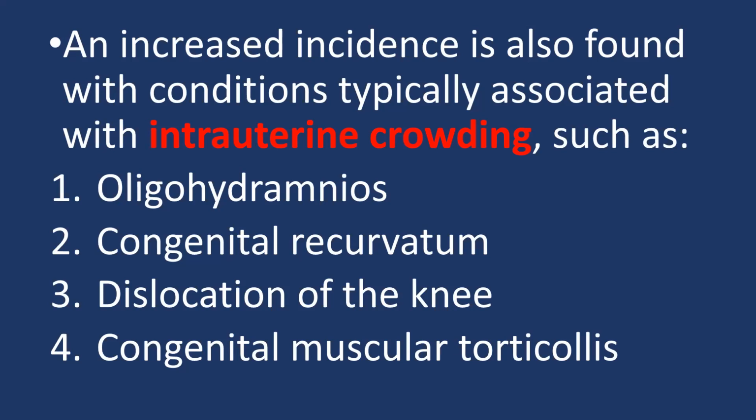Congenital recurvatum. What does this do? When they have a congenital recurvatum, we think of the muscles that have been stretched, resulting in pressure on the hip, and therefore this has been associated with DDH. Even dislocations of the knee as part of a syndrome, such as occurs with arthrogryposis, can lead to DDH.